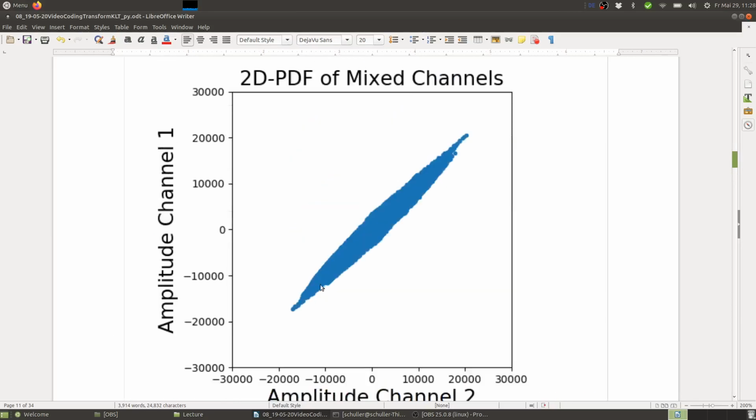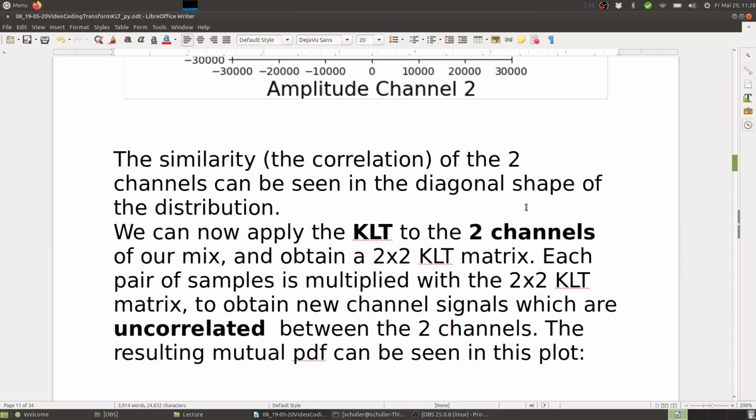So this similarity can be seen here in this diagonal shape. If we would have the two channels identical, we would have a straight line, right? That would mean channel 1 identical to channel 2. But here we have almost a straight line, more like an ellipse. That means the two values are only slightly different. So this similarity, the correlation of the two channels, can be seen in the diagonal shape of the distribution.